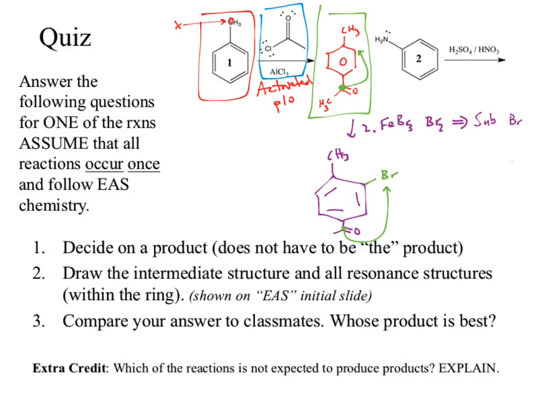If you can't do substitution at the para, we would now have to evaluate, does that direct to any other location? Ortho. Where's the ortho position? Where is the ortho position to the methyl group? 2,6. Okay, where's the 2 position? Meta to where the bromine is located.